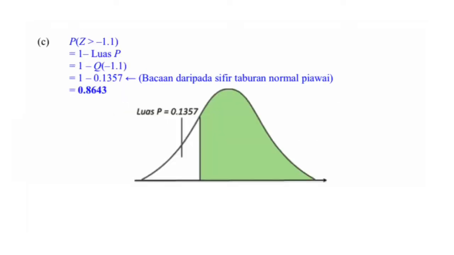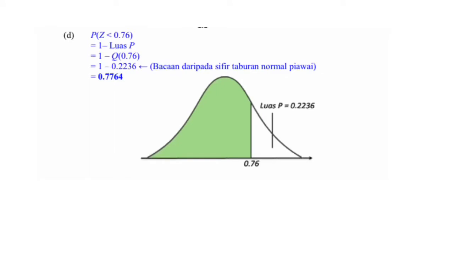For probability for z more than negative 1.1, after you sketch a bell shape, you notice that negative 1.1 is your lower and the positive side will use positive 5 as the upper. Okay, for this question, we will key in our lower as negative 5 and the upper as 0.76.